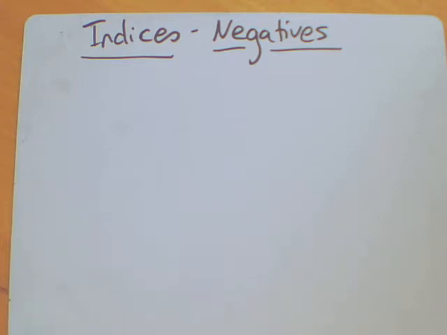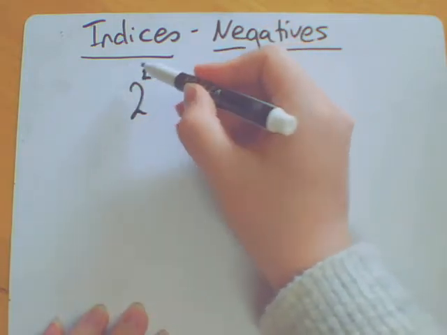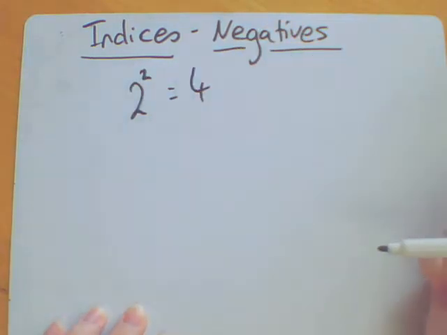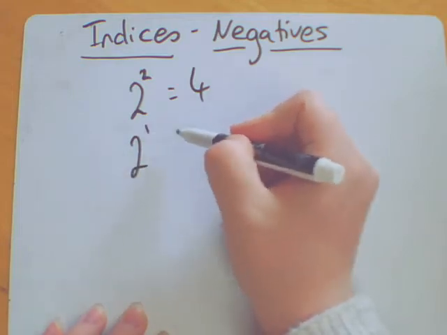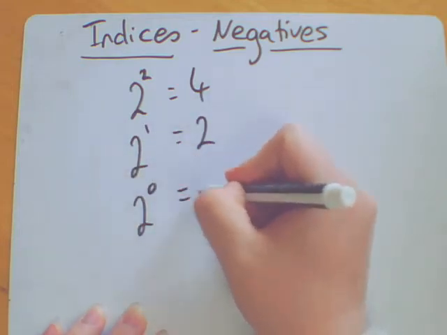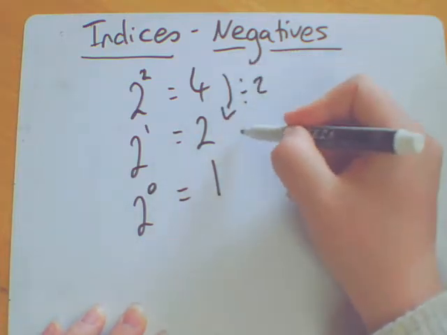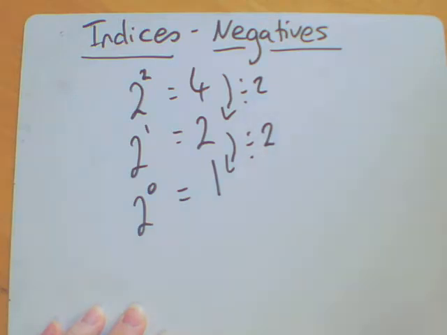Hi, welcome to this video on indices where it is negative. So these indices are actually going to turn into a fraction, and this is why. We should all know that 2 squared is equal to 4. 2 to the power 1 is equal to 2. 2 to the power 0 is equal to 1. So here, every single time, I'm dividing by 2.